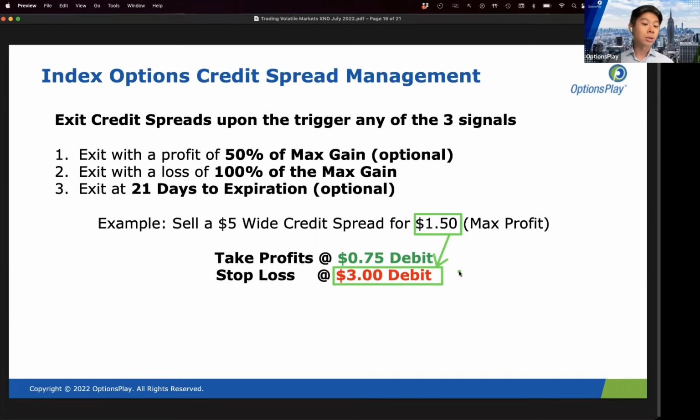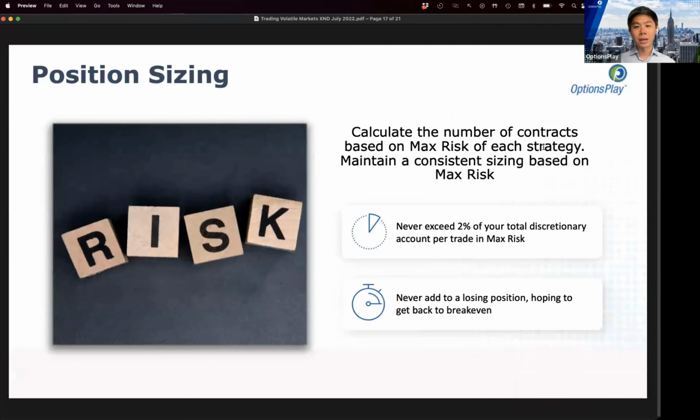Because if you keep holding on to it, you can lose that other $1.50, and you don't want to do that. So this is really designed to help you avoid that loss, okay? So those are the rules for managing an index option. They become a lot easier.